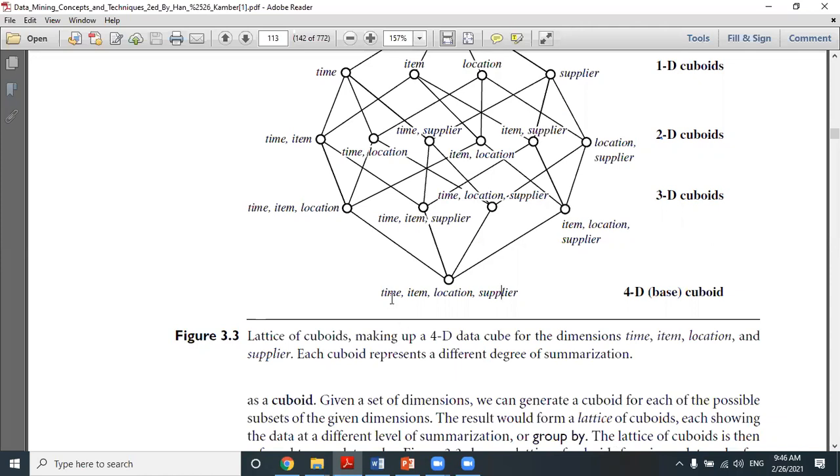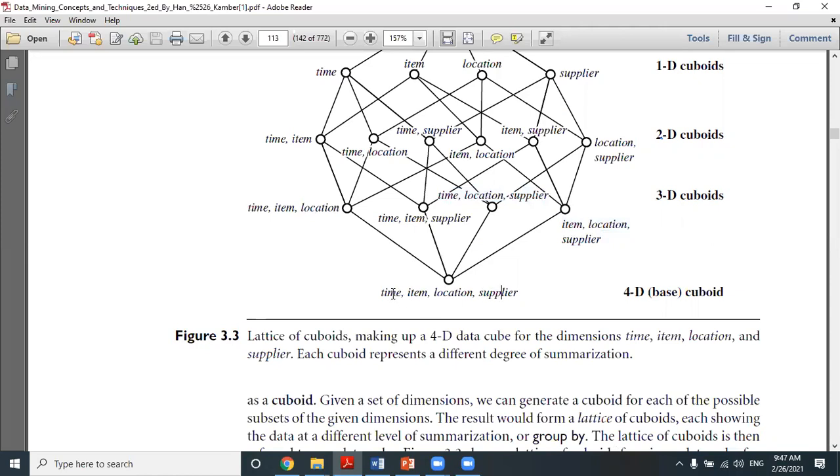So the first combination we can create is time, item, location. The second combination is item, location, supplier. That is the second combination, or you can say the second level of the lattice.